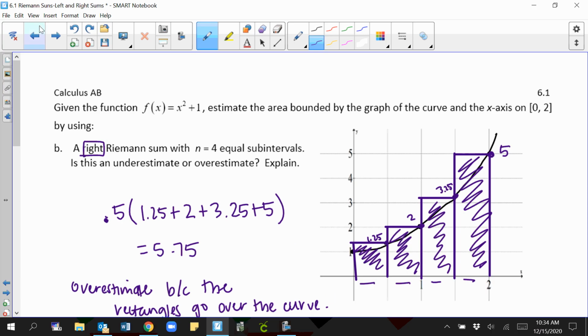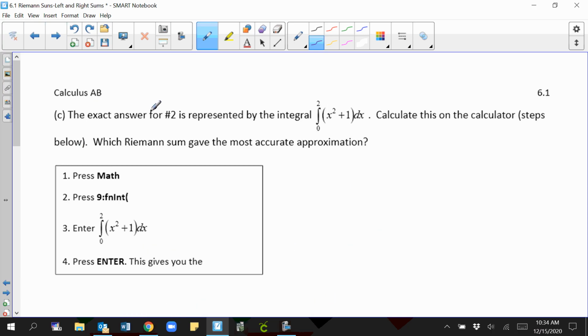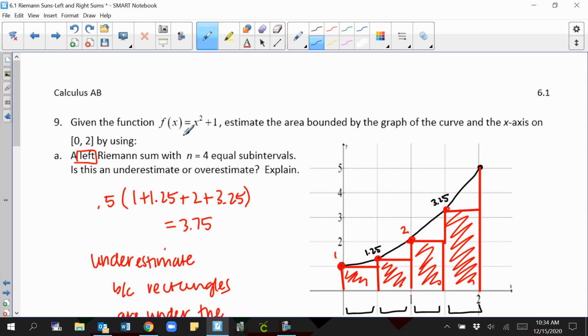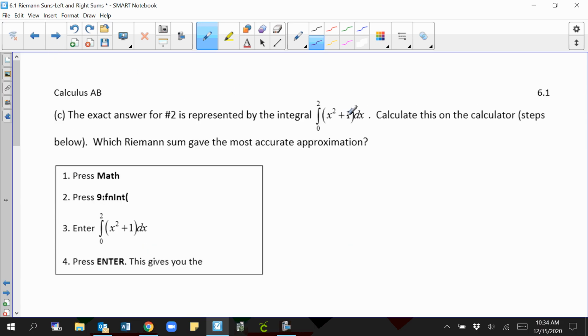Okay, so the next little part says the exact answer for this one is represented by the integral. So this right here is called an integral. And this one is a definite integral because we're going from our interval from 0 to 2, and we're looking at our function x squared plus 1. So that's what this graph is right here, and that's what this graph is right here. So we did an overestimate and an underestimate, but we can find the exact area by using this integral right here. And we actually can do it in our calculator.